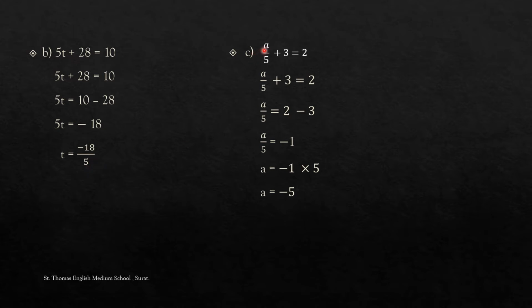Question number C: a by 5 plus 3 is equal to 2. Write the question once again. Now a by 5 is equal to 2 minus 3, since plus 3 goes here, it becomes minus 3. Clear? So 2 minus 3. One positive number, one negative number, you have to subtract and put the greater number's sign. 2 minus 3, that is minus 1. Now this is division. If it goes here, it becomes multiplication. So a is equal to minus 1 multiplied by 5. 1 5 is 5. Minus into plus is minus. So what is the value of a? a is equal to minus 5.